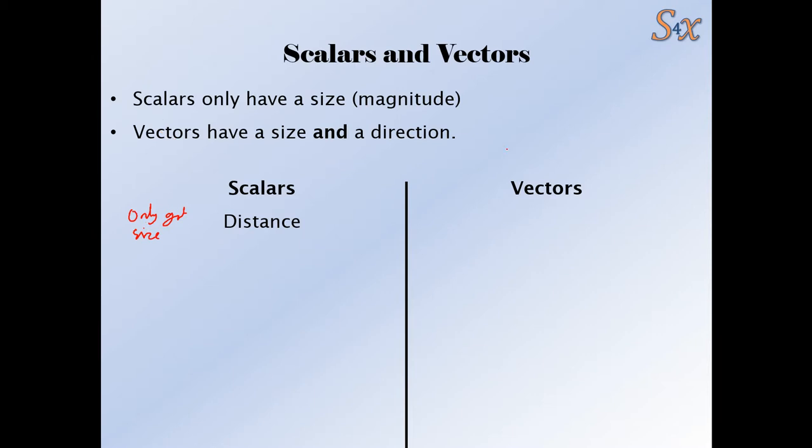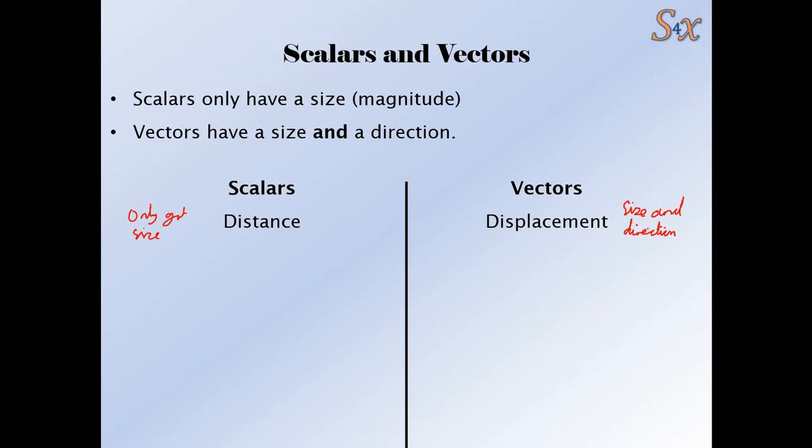However, it does have a vector equivalent called displacement. This has size and direction. So if I have a displacement, I need to say 10 meters due north, or 10 meters on a bearing of 076 degrees, or something like that, because it has a size and a direction. Okay, so vectors have got some concept of which direction they go.